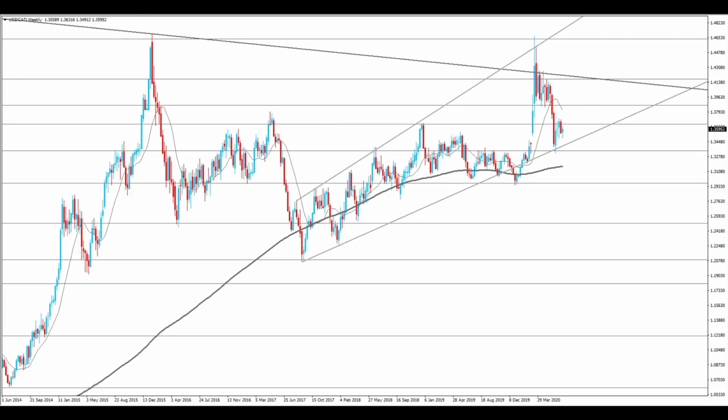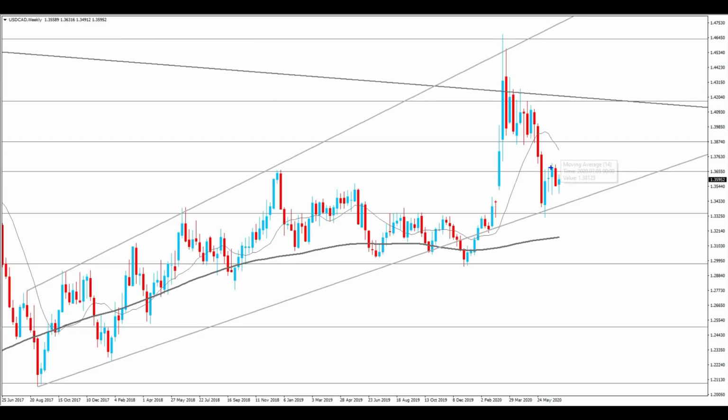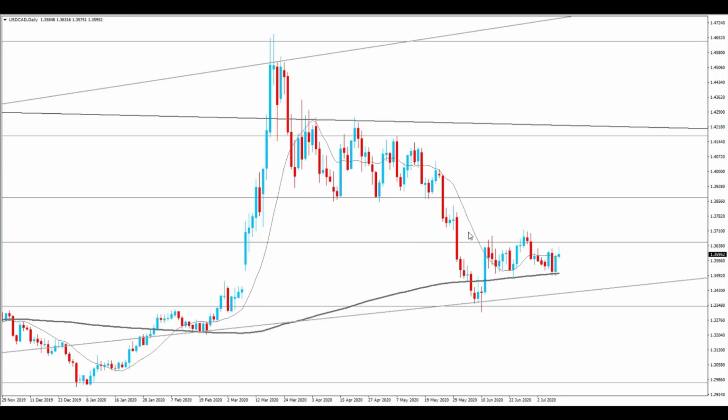But currently, price is still ranging, and we need a break of that pattern soon. So look to the daily time frame. You can see that price did try and make a breakout last week, but it came back in, fell back into the pattern, and it's still stuck there. It retested the lower level of that pattern and got rejected again.